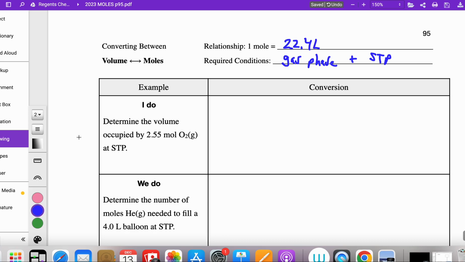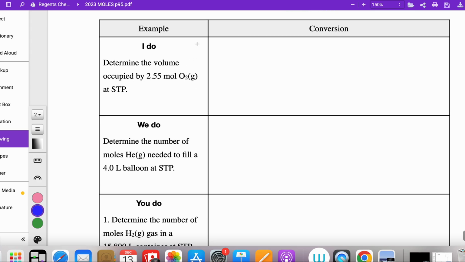So let's take a look at the I do. Determine the volume occupied by 2.55 moles of O2 gas at STP. So number 1, I see that my material is in the gas phase and it is being held at STP. So this problem meets the conditions. So that means I can use the mole to volume relationship here.